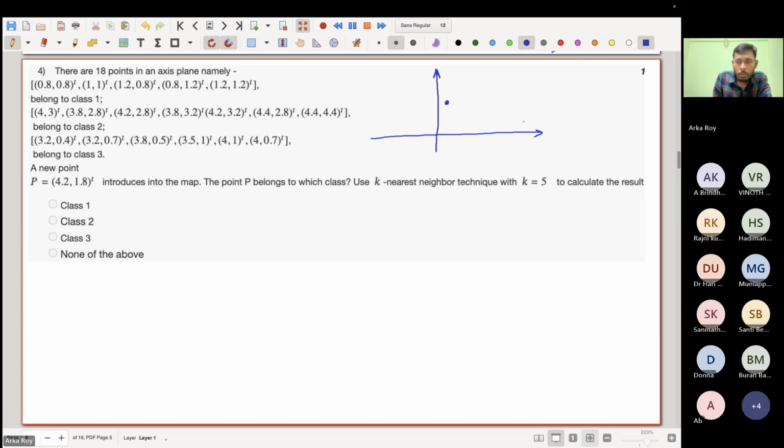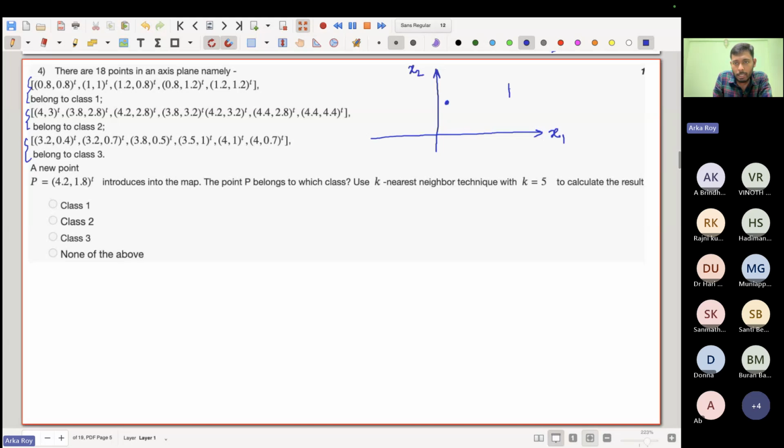So you can consider that one direction is x1, another direction is x2. These are the features we have collected from 18 points, and they are from different classes. For example, these points belong to class 1, these points belong to class 2, and these points belong to class 3. Then this is your data set.